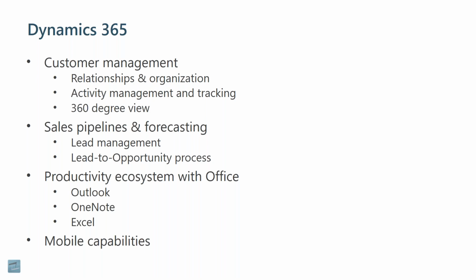Productivity ecosystem. Dynamics 365 and the Dynamics platforms that we implement, traditionally known as CRM, or customer engagement, really does seamlessly tie in with other Office products. So we're looking at Outlook. There is a OneNote integration, and that's a little out of scope, but just to highlight that we can have these systems talk to one another. We can have a broader spectrum of tools in our toolbox, and there are native Excel integrations or capabilities with Dynamics 365 for customer engagement as well.